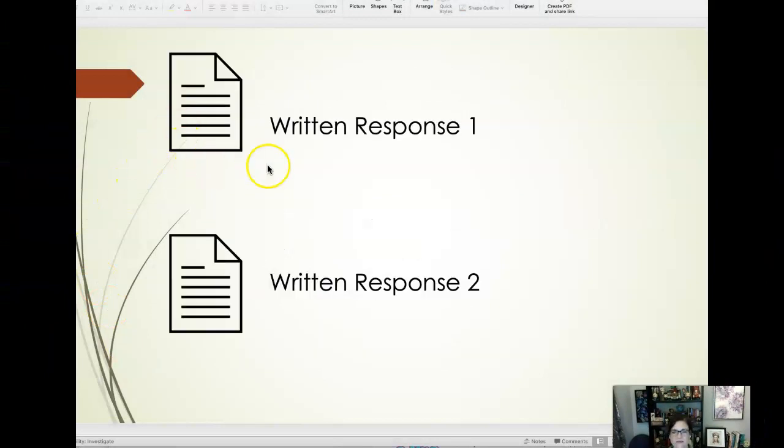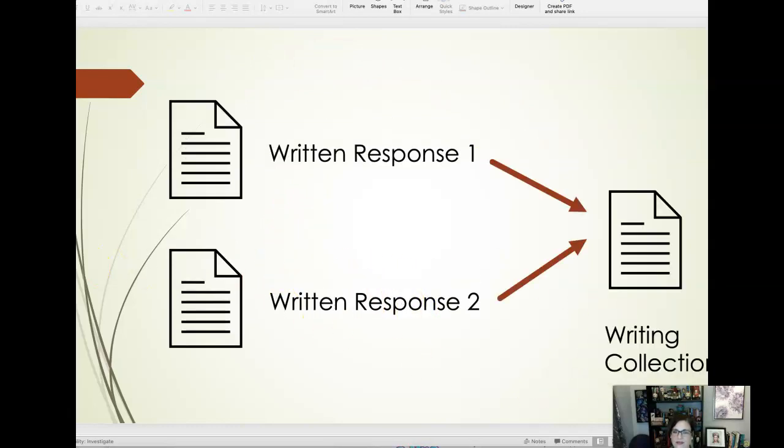So this is just a visual. So you have written response 1, which you submitted already, written response 2, which you submitted already. And then you're taking these, revising them after reflecting on them and receiving feedback, and that will then become your writing collection with a bit more information, okay? So again, more of this will be covered in the writing collection instructional video, so you'll be watching that this week.